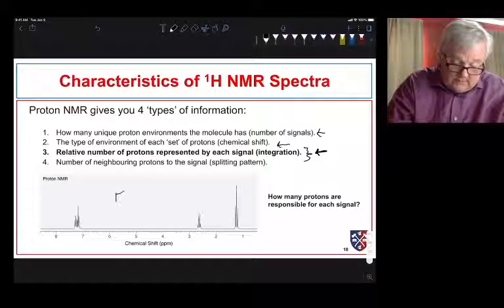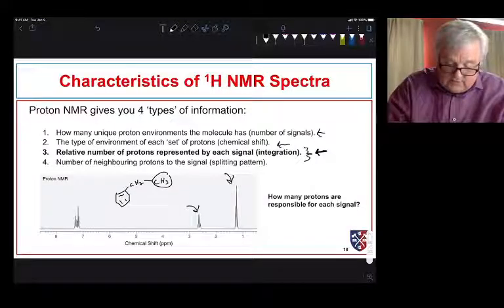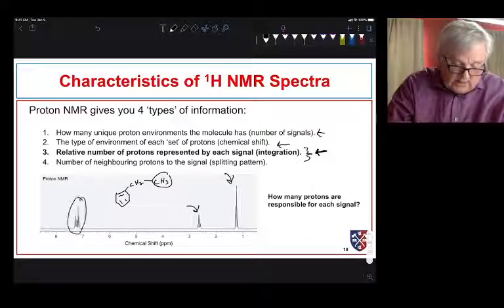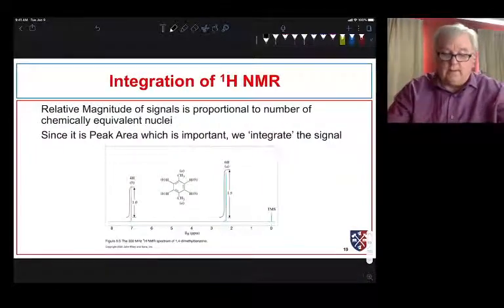We've already seen that, and there's a way to tell that that signal gives us 3 protons, this gives us 2 protons, and this grouping gives us 5 protons. And again, there's actually 3 signals buried in there, but it gives us 5 protons. So how do we do that?